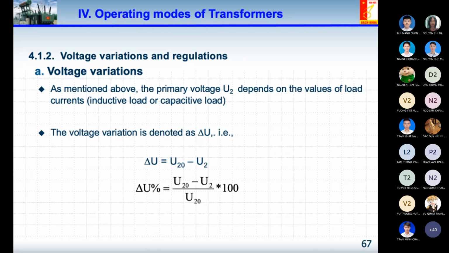...is saying that the transformer is connected to either a capacitive load or an inductive load. If you want to get the value in percentage, we can apply it like this. Of course, if you look at this equation, it's simple, but it's very important for all of you to apply it to solve the problem. So I would like all of you to keep it in mind.